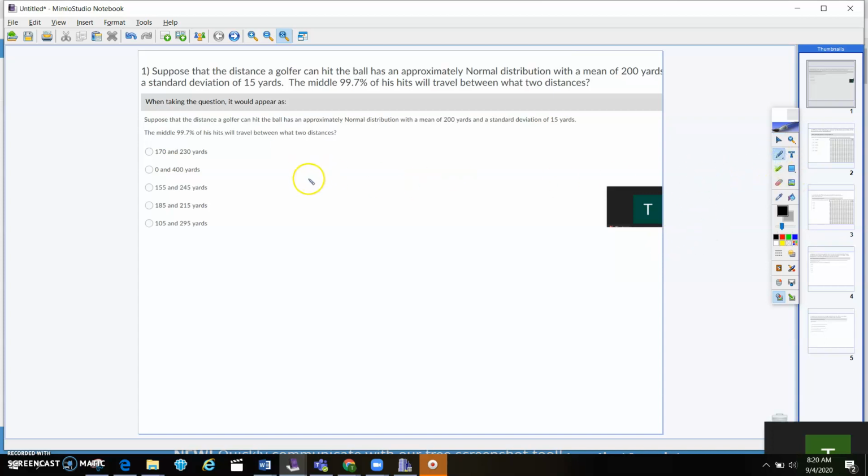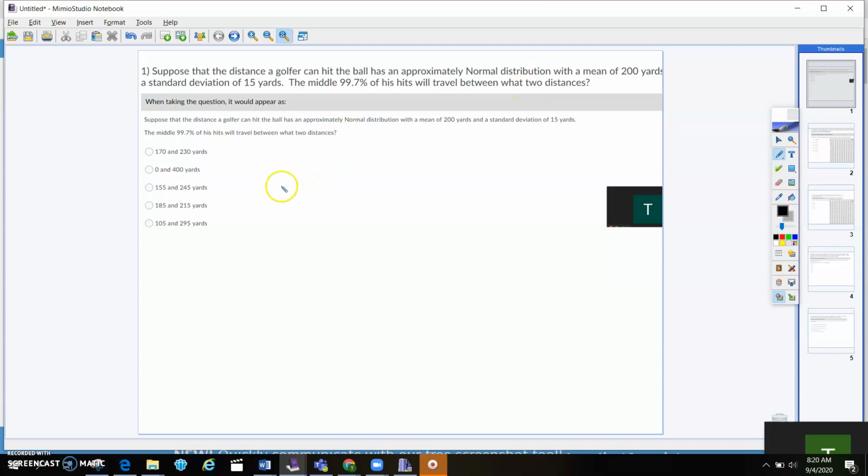So first things first, this one can hit the ball. It's approximately a normal distribution with a mean of 200 yards and a standard deviation of 15 yards. The middle 99.7% of his hits will travel between what two distances?